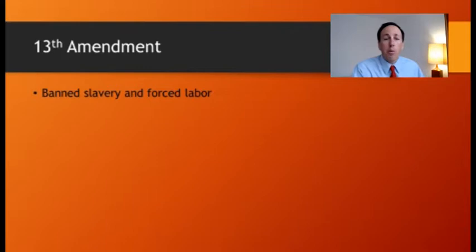Okay, welcome back. The 13th Amendment bans slavery. Please write it down, take a picture. You need to know three amendments for Reconstruction: the 13th, 14th, and 15th Amendment. The 13th Amendment bans slavery. Okay?